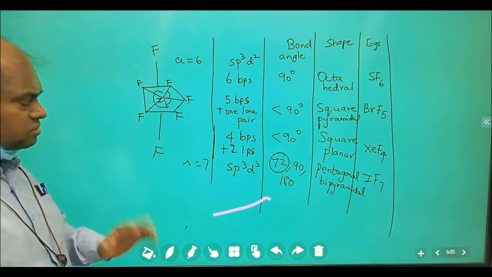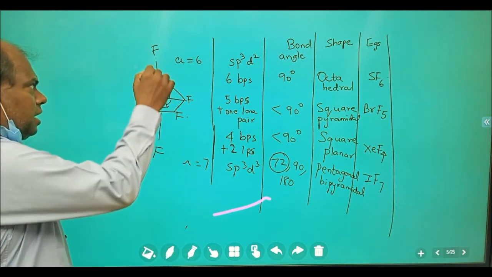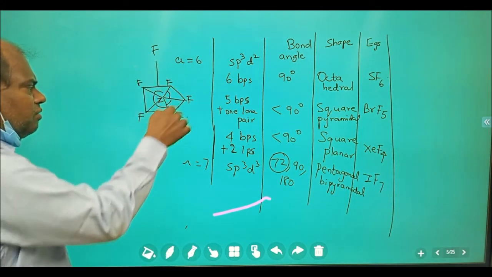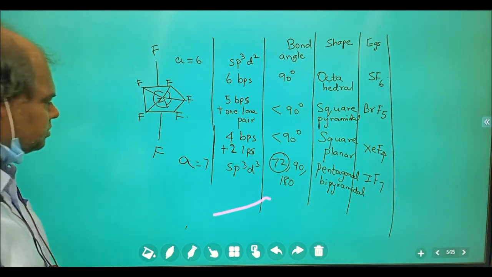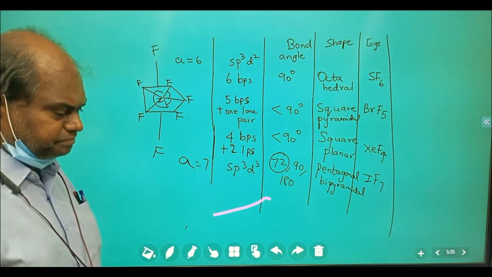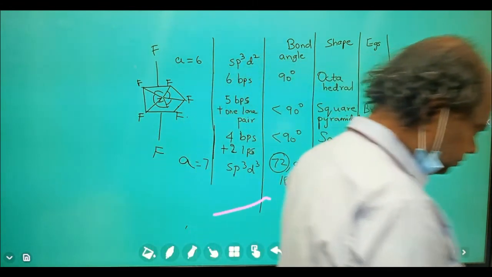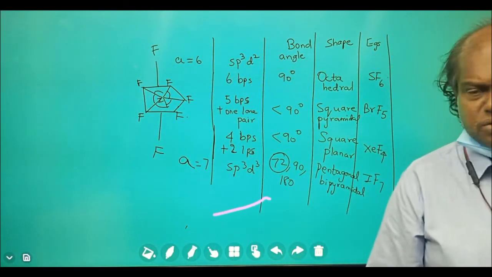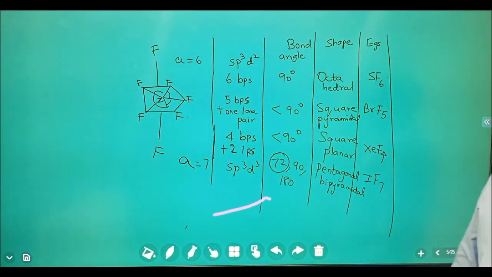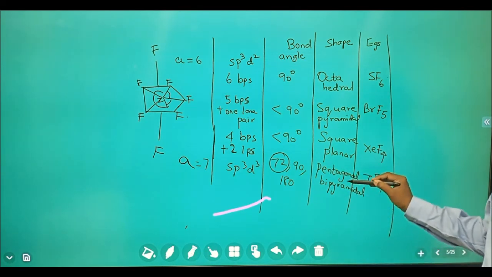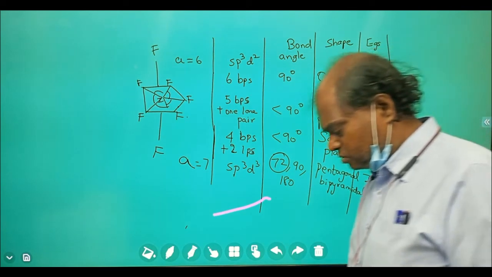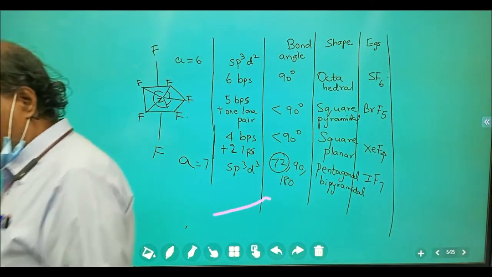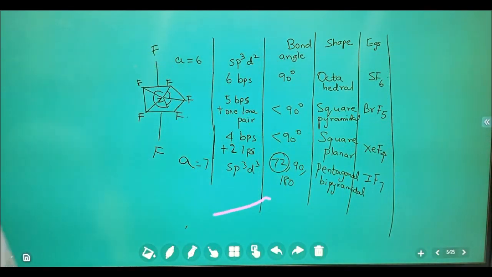Clear? 5 plus 2 is 7. These are two axial bonds, and you have got equatorial bonds, right? Pentagonal bipyramidal. Fine, students. So this is how you will get pentagonal 5 and then bipyramidal 2, which is 7, right? So this gives the whole hybridization and all those things.